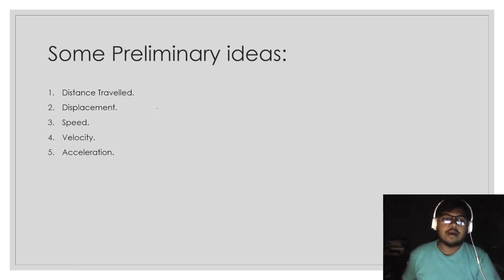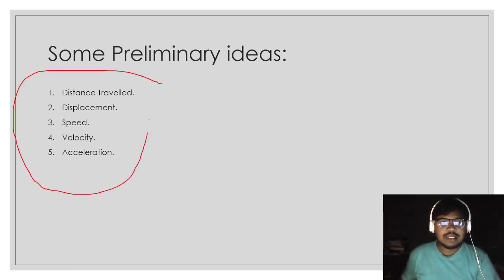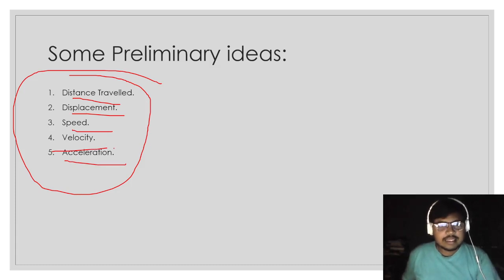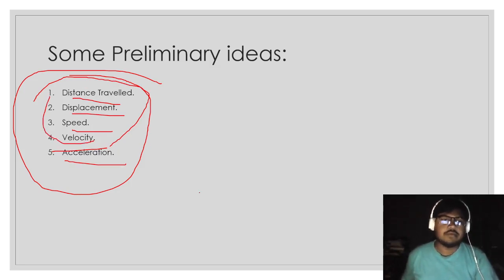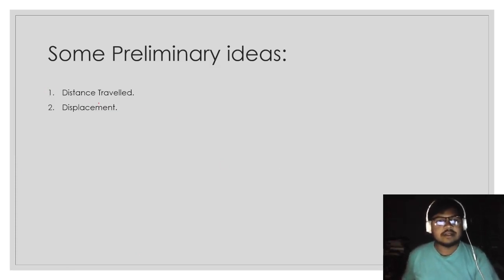Now we define motion with some properties. Preliminarily, there are these 5 properties: distance traveled, displacement, speed, velocity, and acceleration. But in this class we will be talking about these 4 only: distance traveled, displacement, speed, and velocity. Now what is distance traveled and what is displacement?